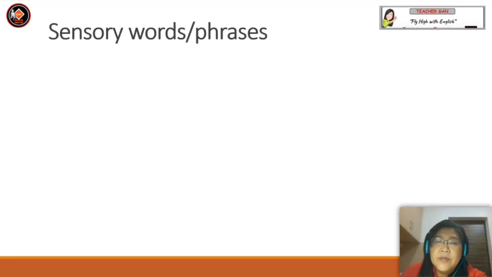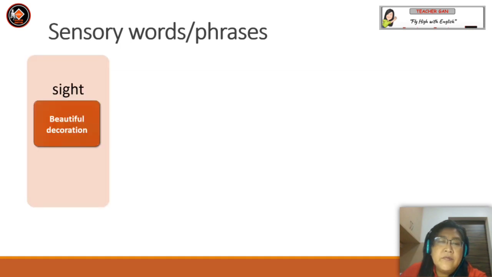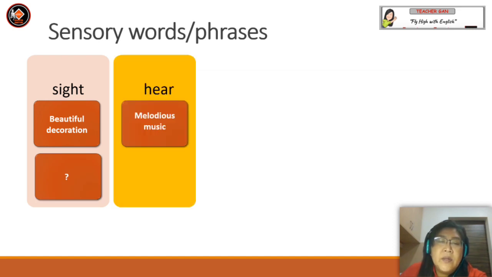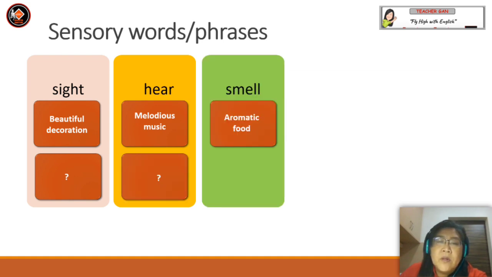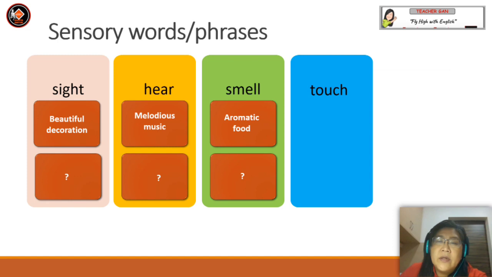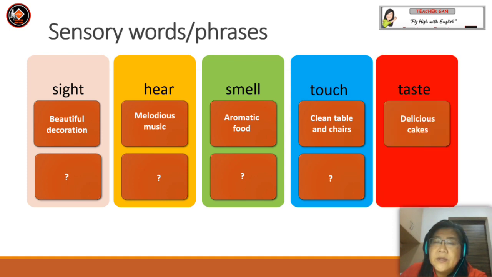Okay, sensory words and phrases. You must have sight, for example, beautiful decoration, and then you have to find other ideas. And then here you have melodious music, and also you can come up with your other ideas. And then we have smell, you have aromatic food, then you can find your own ideas. Then we have touch, okay, clean table and chair, so that one can be for touch, and your own ideas. And lastly, we have taste, you can say delicious cakes and your own ideas. So remember that you need to use some of the sensory words or phrases.